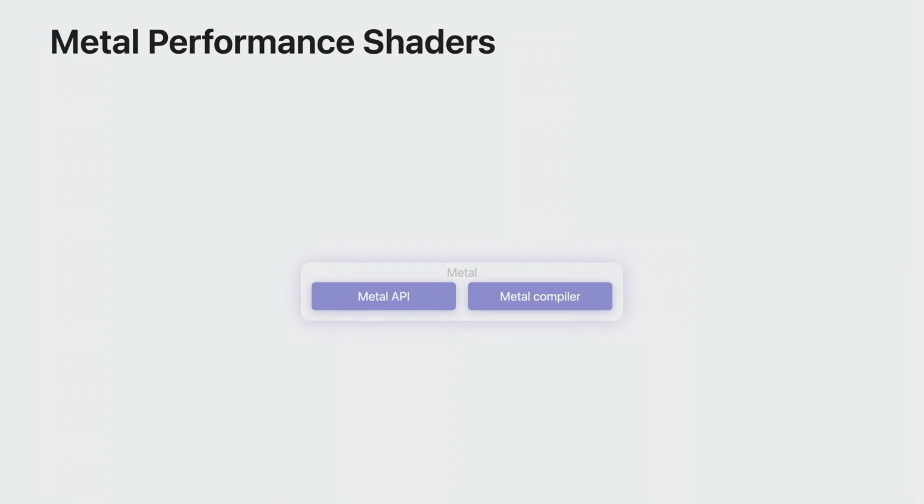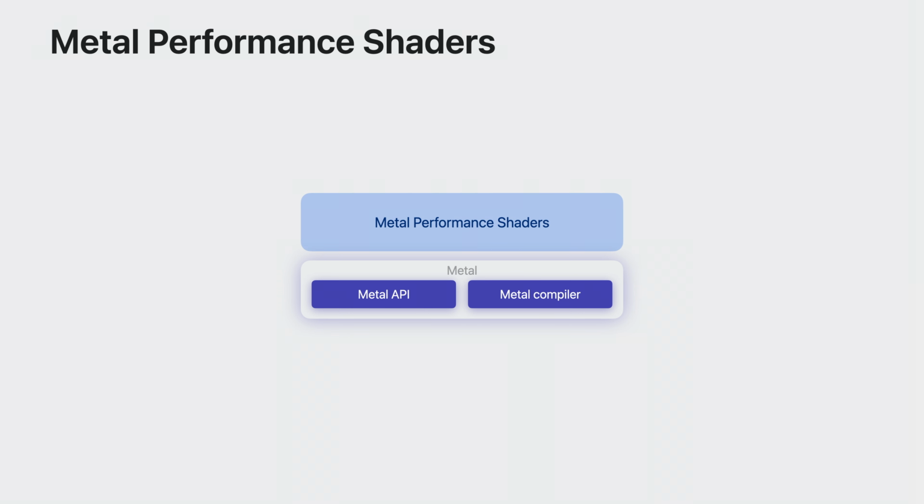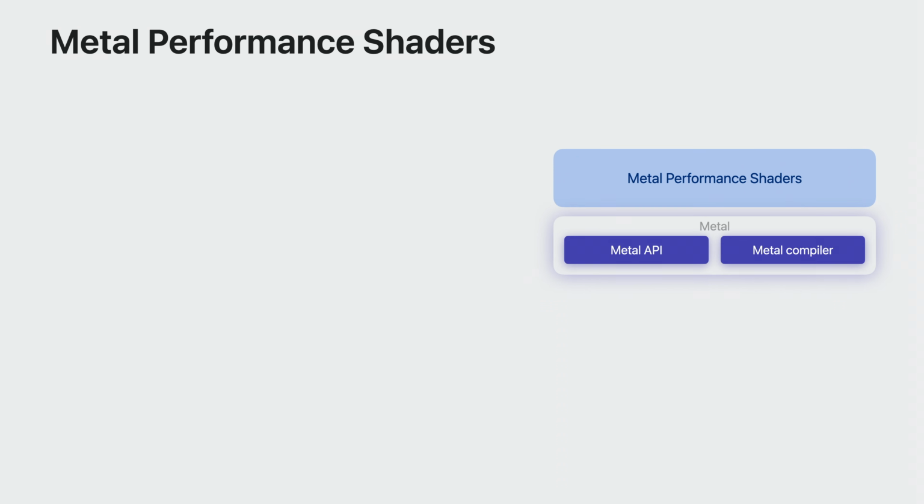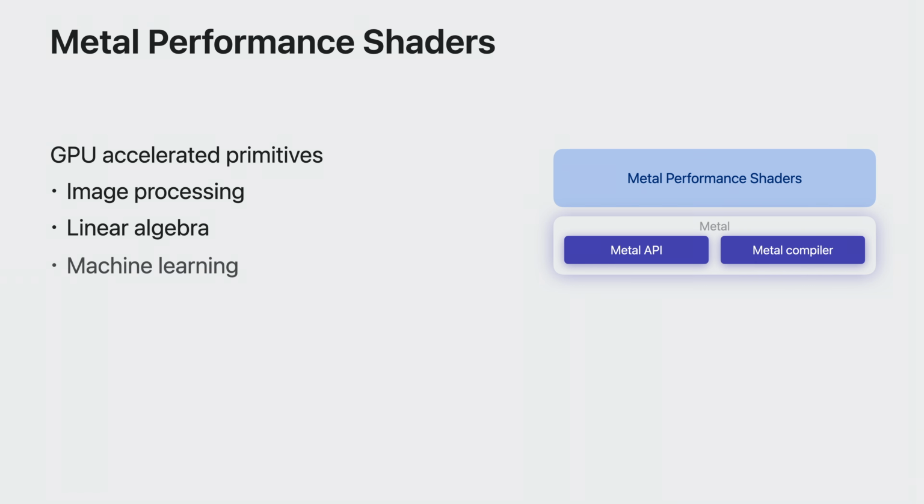I'll first recap the existing machine learning backends. The Metal machine learning APIs are exposed through Metal Performance Shaders framework. MPS is a collection of high-performance GPU primitives for various fields like image processing, linear algebra, and machine learning.